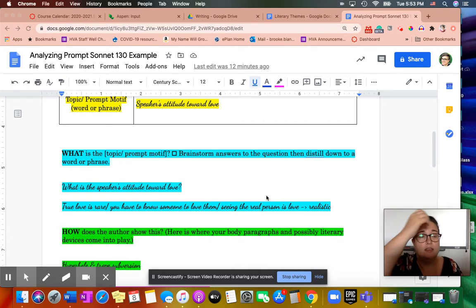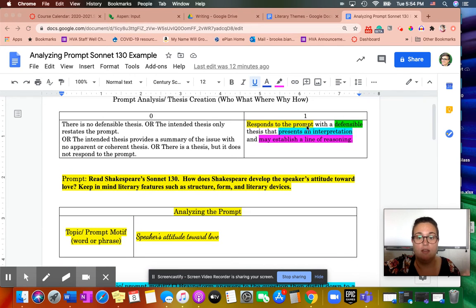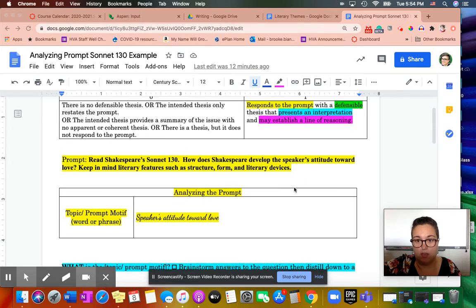Maybe some of you interpret this poem differently and think he has a negative attitude towards love, like it's overblown or something like that, or a hyperbolic attitude towards love. There's lots of different interpretations. I'm going with this one. But the important thing is I have to have an interpretation. So this blue thing here, present an interpretation. My interpretation is his attitude towards love is realistic.